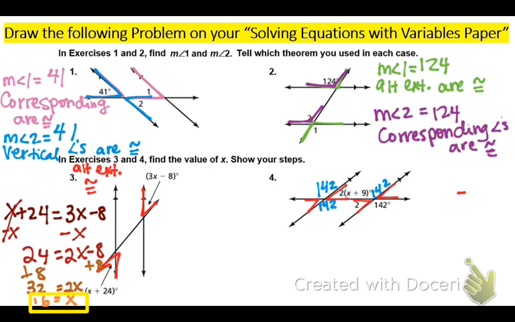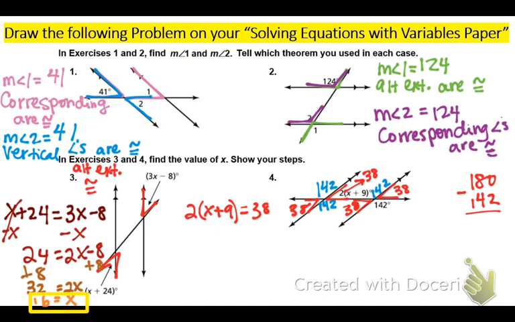Subtract from what? From 180. Good. So what is 180 minus 142? 38, which means this angle's 38, which means this angle's 38. Which means, what is 2 times x plus 9? What does that angle equal? 38. So 2 times x plus 9 equals 38. So does this one.